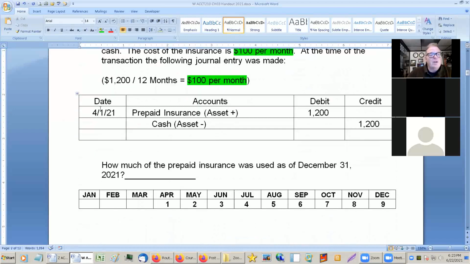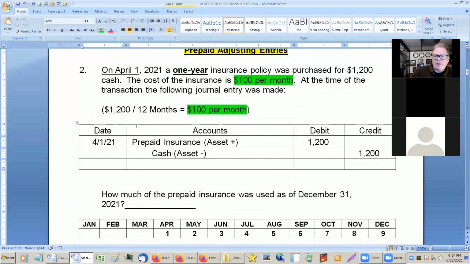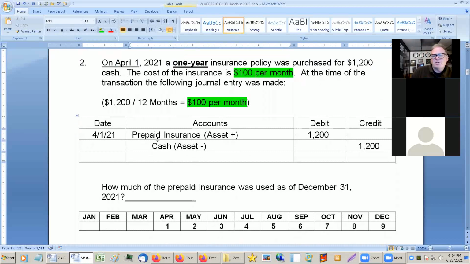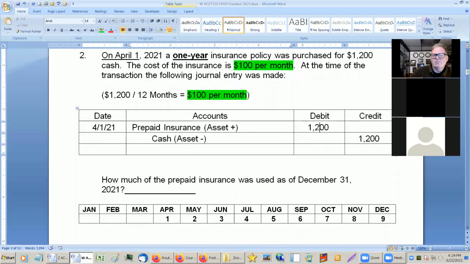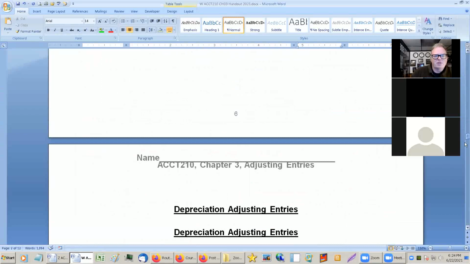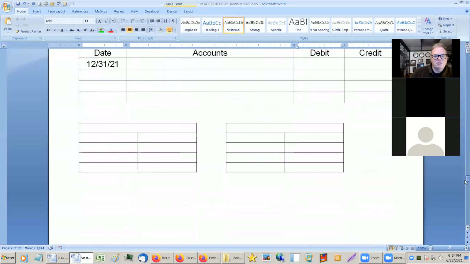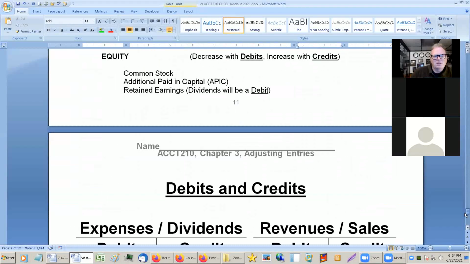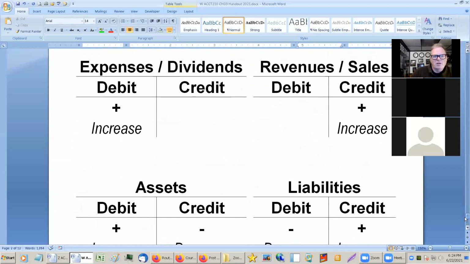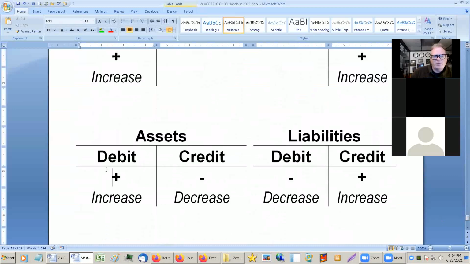So here we are. We made the journal entry. Now this journal entry has already been made for us, and this is the correct journal entry. The prepaid insurance went up. It's an asset, it went up. The debit credit table over here too. So it's an asset. It went up with a debit.